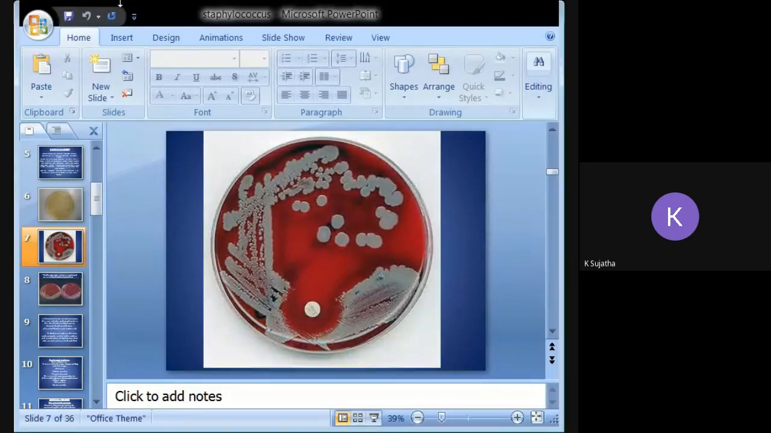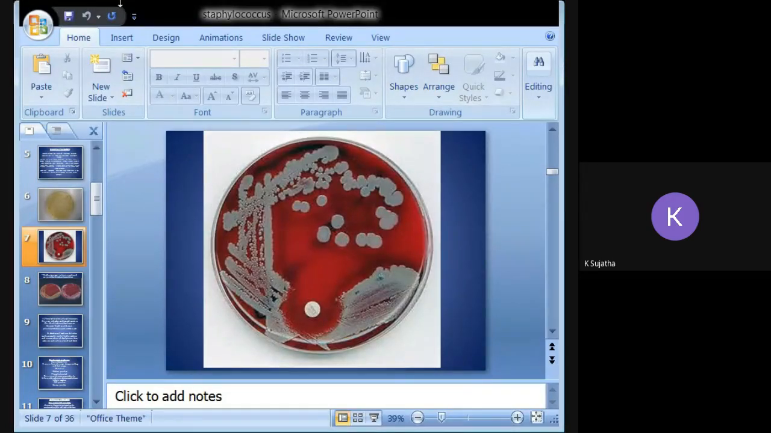The sugar fermentation test is positive because this bacteria releases acid. Which type of sugar is fermented by this bacteria? Mannitol sugar. With mannitol sugar, this bacteria produces acid. So how do we detect the acid formation? Actually, the original color of the sugar media is yellow.